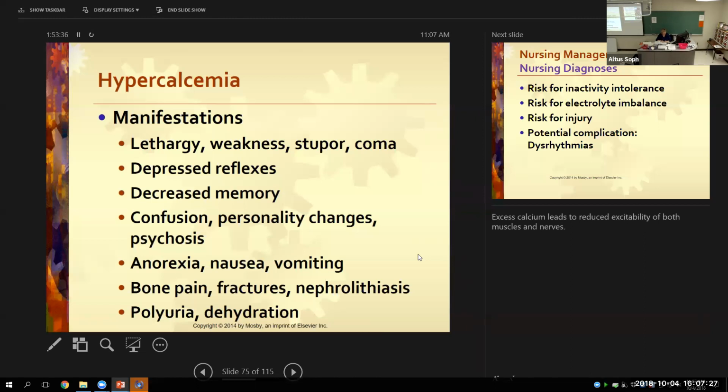So the patient can be lethargic, weak, possibly even end up in a stupor or coma. You're going to see depressed reflexes, decreased memory, confusion, personality changes, psychoses. We might see anorexia, nausea, vomiting, bone pain, fractures, nephrolithiasis. That means that you're making kidney stones in the kidneys, because again, we have all this extra calcium in the blood. You might see polyuria and dehydration.